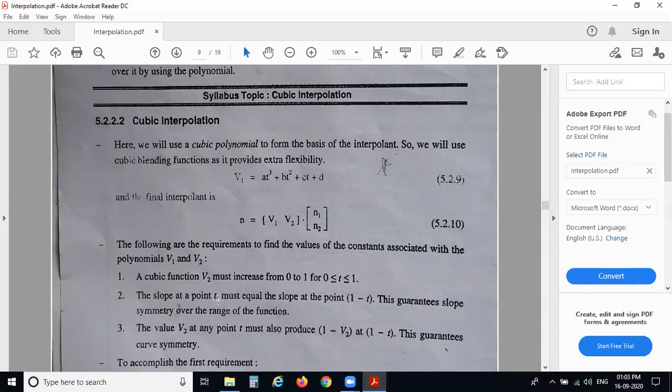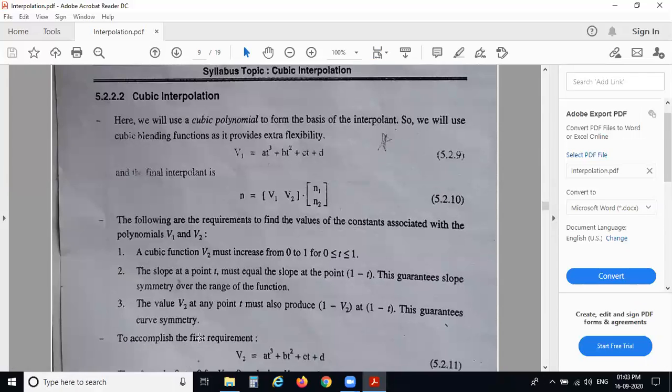ओके, क्युबिक फंक्शन v2 असेल त्याची व्हॅल्यू इन्क्रीज होणार आहे 0 to 1 पर्यंत, पण त्याची जी काही व्हॅल्यू आहे ती 0 आणि 1 या मिडल मध्येच असणार आहे. ओके, then the slope at a point t must equal the slope at the point 1 minus t. ओके, तर याच्यामध्ये जर त्या पॉइंटचा स्लोप t या पॉइंटला जो असेल तर तो इक्वल असणार आहे ऍट द पॉइंट 1 minus t. या पॉइंटला सुद्धा तो काय असणार आहे, इक्वल असणार आहे.